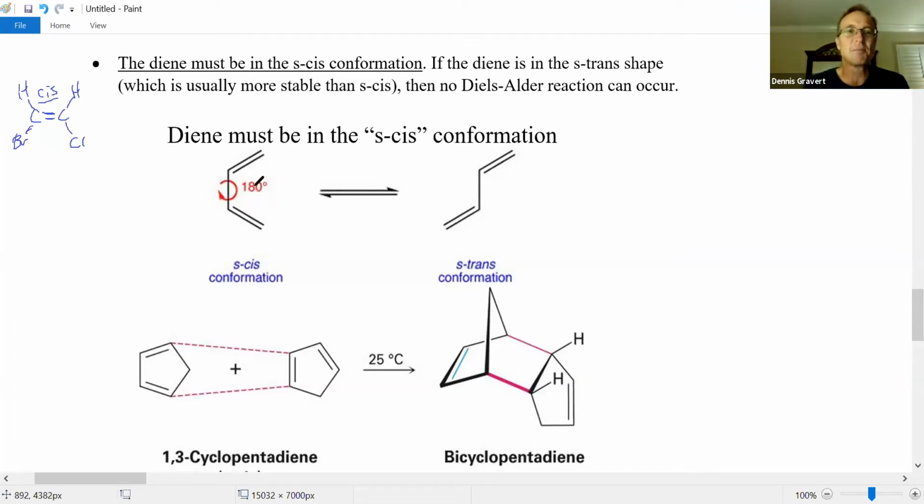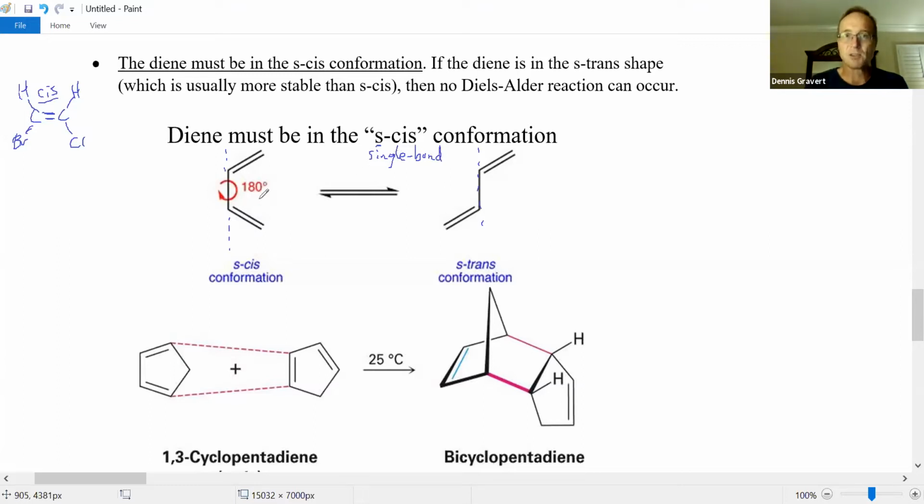That's kind of going on here. We got the double bonds on the same side of the single bond. That's when it can react. And when it's in this zigzag shape, the double bonds are on opposite sides of the single bond. It's not in the right shape. And it kind of looks trans. So that's when they add the s. The s stands for the single bond.